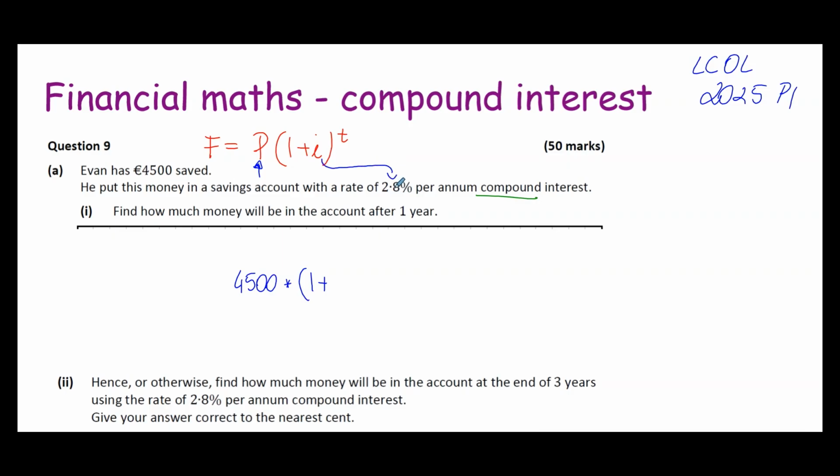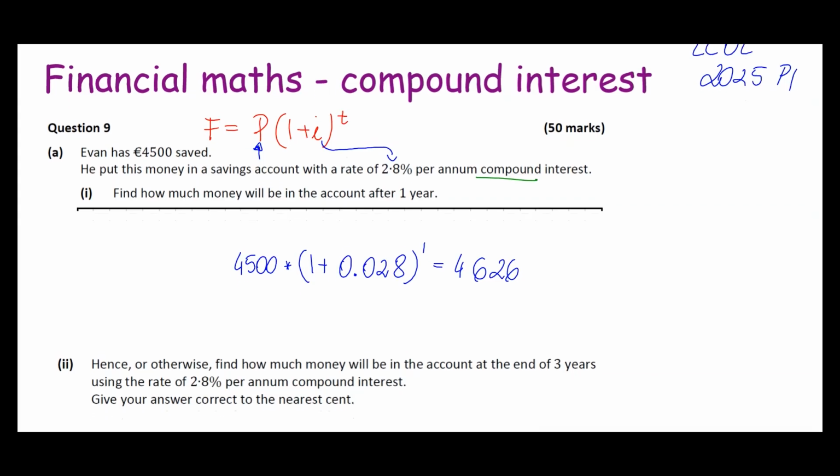However, that cannot be expressed as a percentage, it has to be expressed as a decimal or a fraction. So let's change 2.8% to a decimal. So it will be 0.028. And then n stands for the number of years. So in this case, only 1 year. So to the power of 1, we put that in the calculator, we press equal, and we have 4,626. That's how much will be in the account after 1 year.